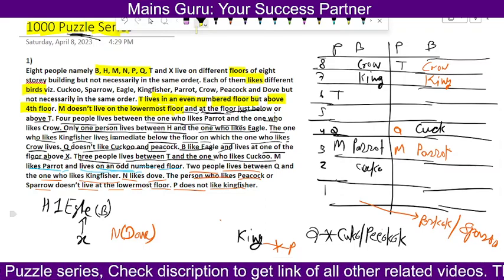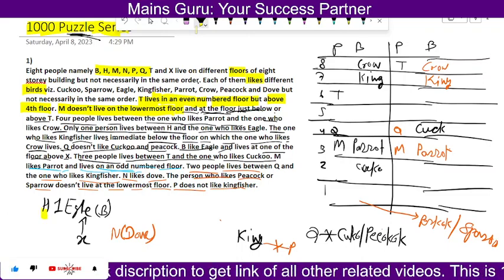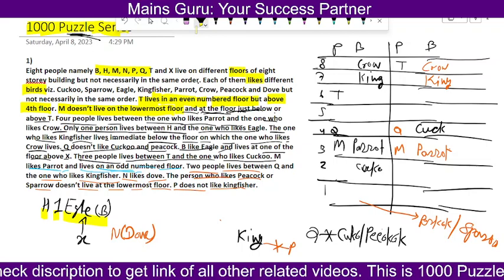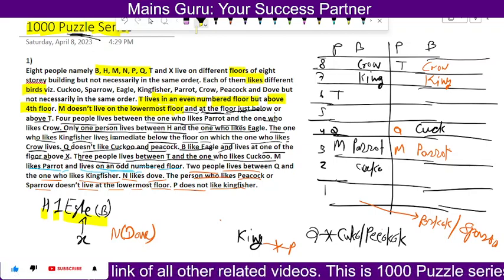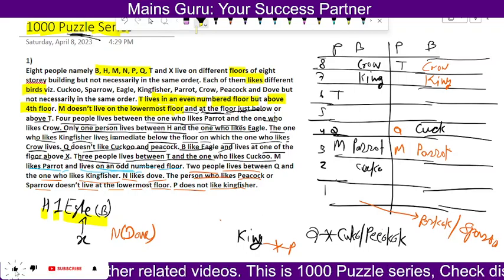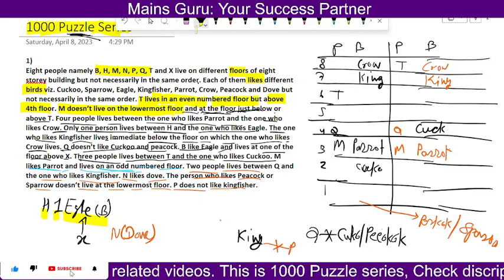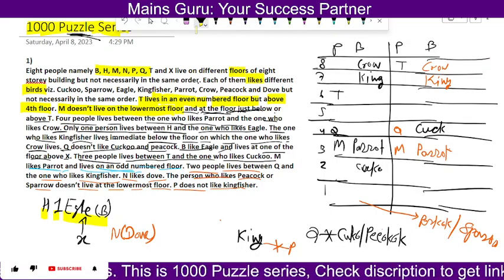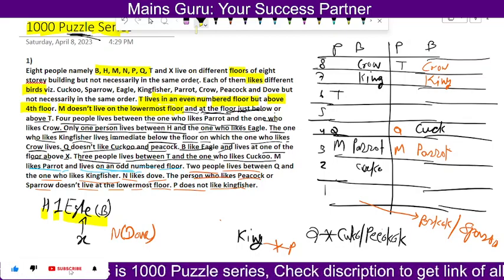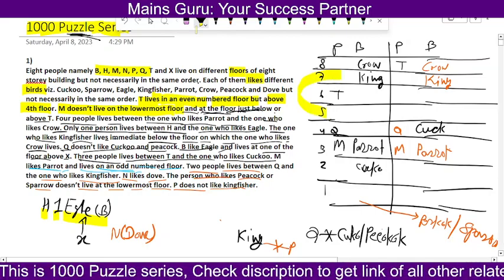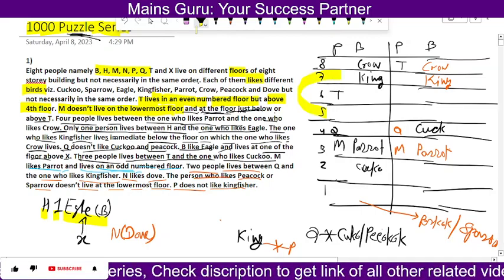So what is this condition? H, then 1 place we have to skip, then B will come, H dash B, and B also likes eagle, and that should be above X. So we will try this. Check, is this pair of H and B possible here? Not possible. Here also not possible, and here it is possible at 7 and 5. Done. And above this it is not possible.